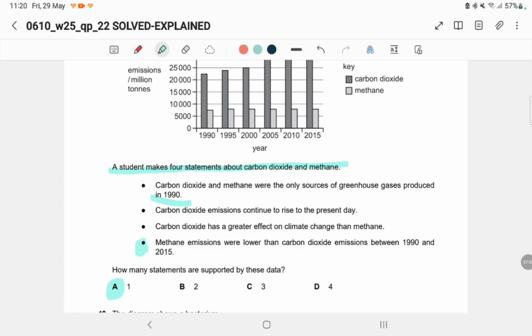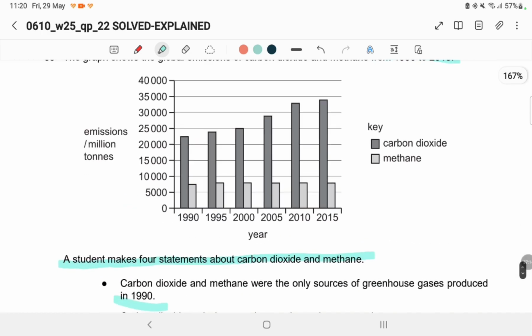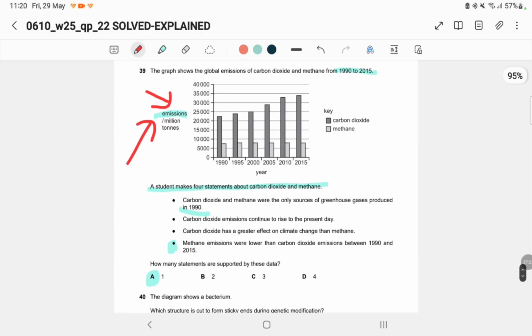Carbon dioxide has a greater effect on climate change than methane. Did the question tell you this information? Did it tell you effect or emissions? As you can see here, it told you emissions, not effect. Now, methane emissions were lower than carbon dioxide emissions between 1990 and 2015.